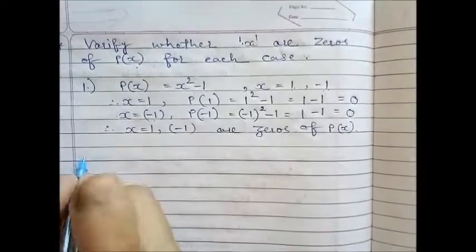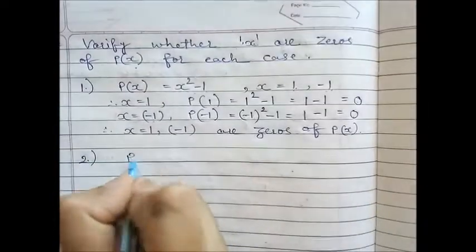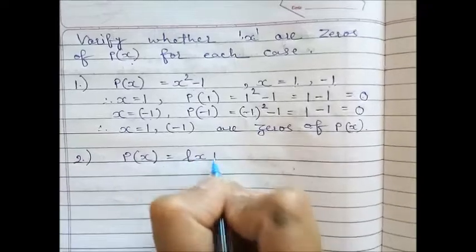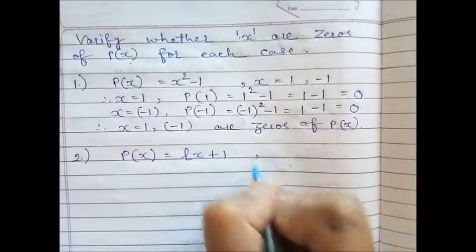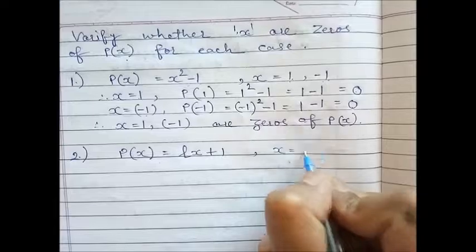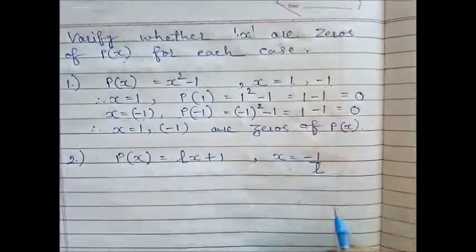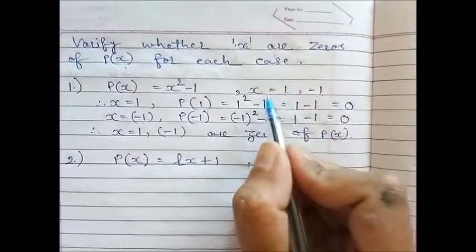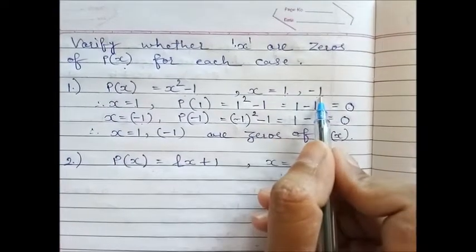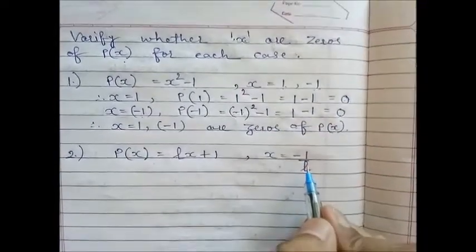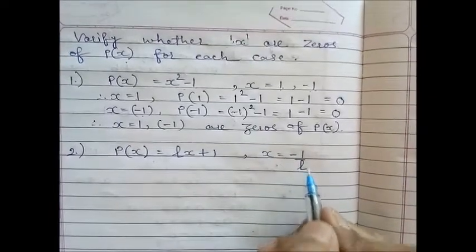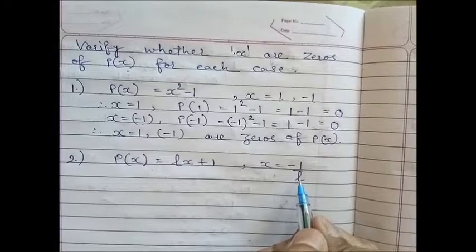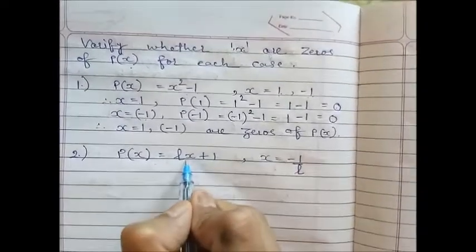Now let's take another example: p of x is equal to lx plus 1, where x is equal to minus 1 upon l. Now don't worry about this l, right? You will be given either x is equal to any number, integers, or else you can be given alphabets also. You don't have to worry about this. You simply have to put the value of x in the given polynomial, right?